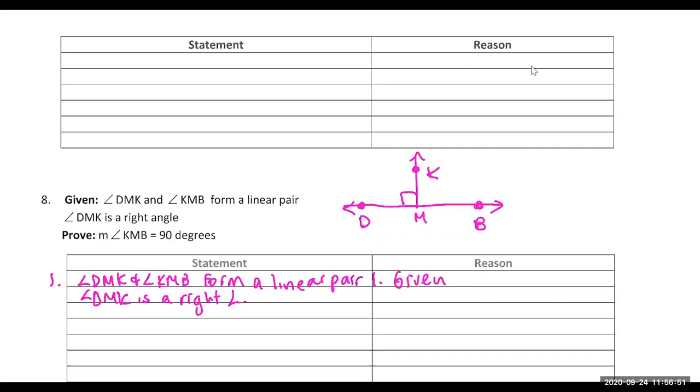Yes, Gavin, I think you're just getting a little more used to it too. So angle DMK and angle KMB form a linear pair, and DMK is a right angle. I'm going to highlight this first and remind you that once you're given the linear pair, you should use that information in some way. That means the measure of angle DMK plus the measure of angle KMB must be equal to 180 degrees because of what we just learned, the Supplements Theorem.